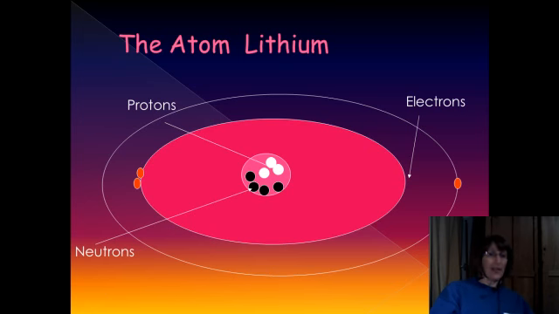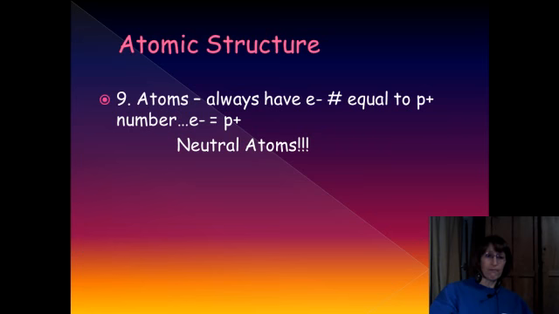Okay, let me say that again. All of them have 3 protons. It's not lithium if it doesn't have 3 protons. In a neutral atom, it's also got 3 electrons. And then the majority of them have 4 neutrons. Now, you'll notice the arrow from the electrons is not pointing at the right thing, and I'm just not going to go back and fix it right now. I'll fix it for next year.